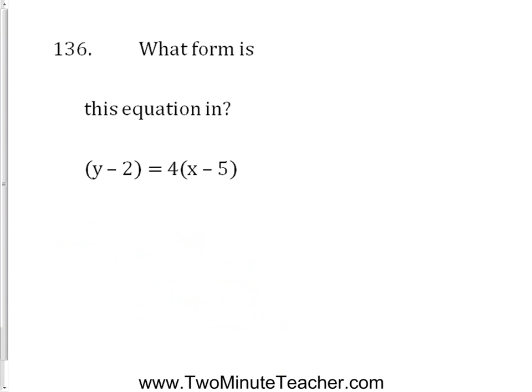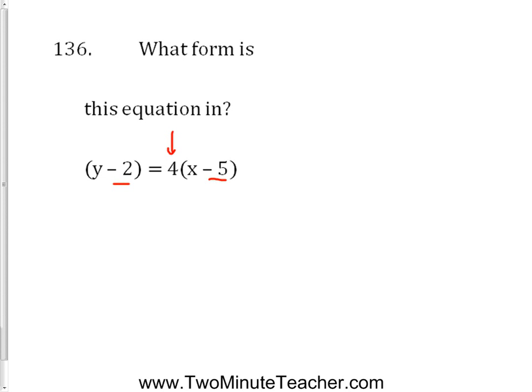Moving on. What form is this equation in? This is a very important form. You're going to use this a lot as you get into the upper level math classes. This is called point slope form. There's the slope and there is a point. Now you've got to be careful because the point is actually the opposite of those numbers.